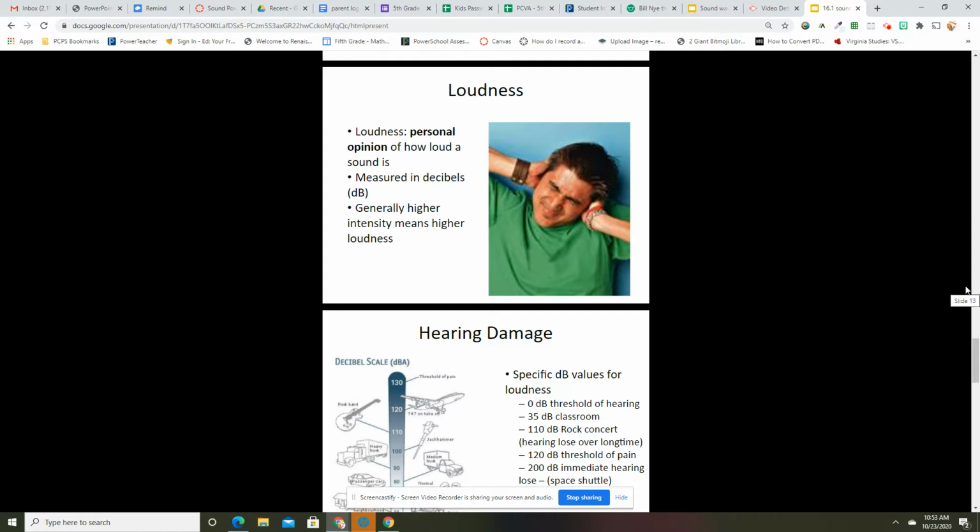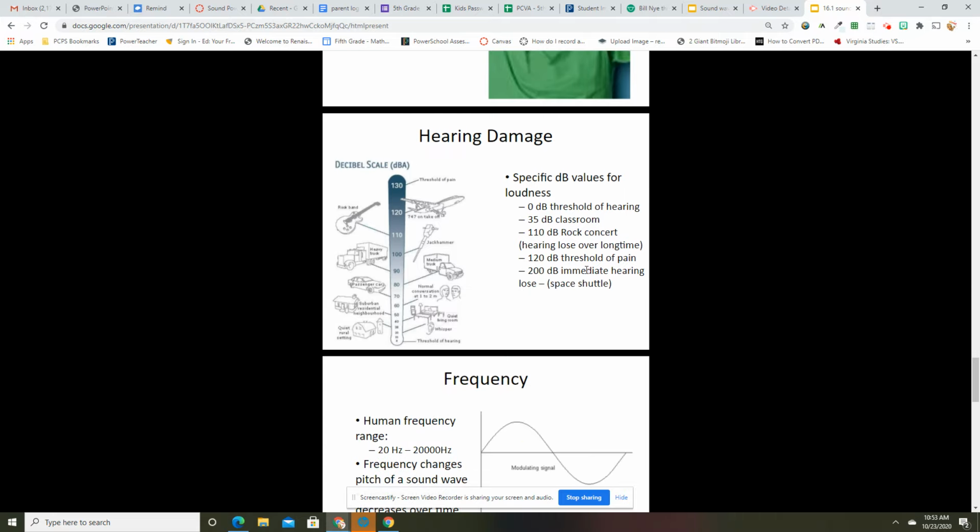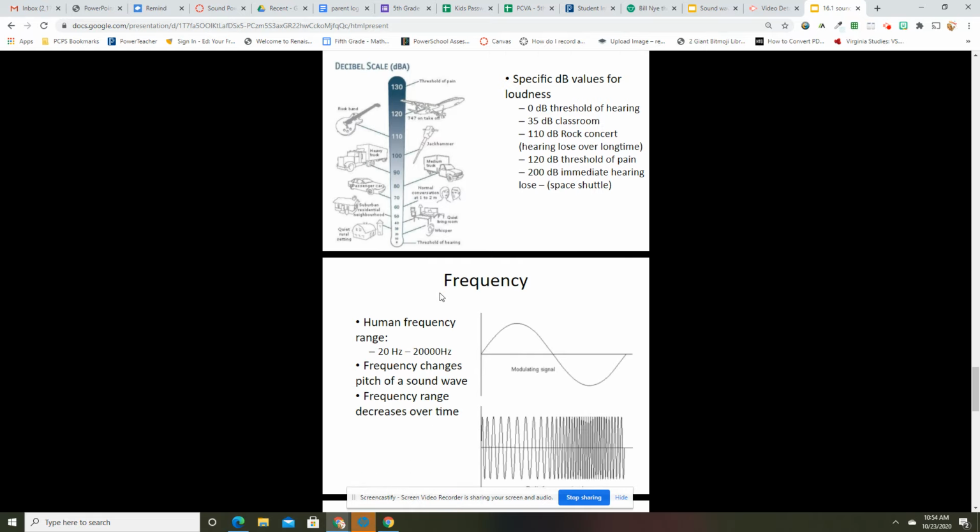So decibels is how sound is determined. They always say the decibel scale. The threshold of hearing is at 0, and just being somewhere in a classroom would be 35 decibels, and then 120 is when it's super loud. If you look, a rock band concert is at 110, and 120 is where it hurts your ears. So that's pretty loud. Yeah, so we'll just move on.